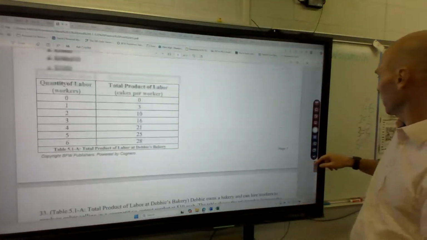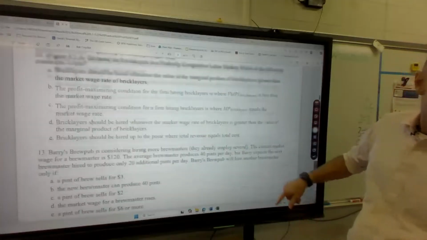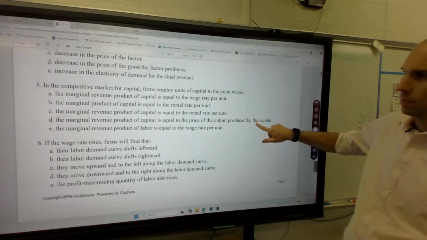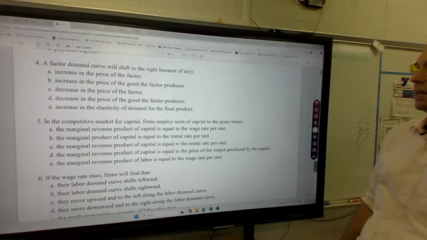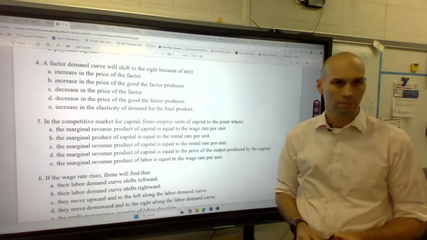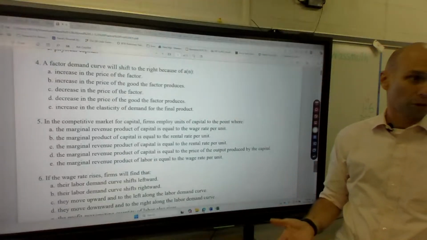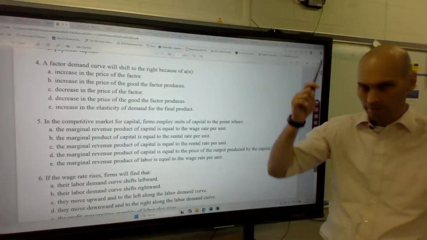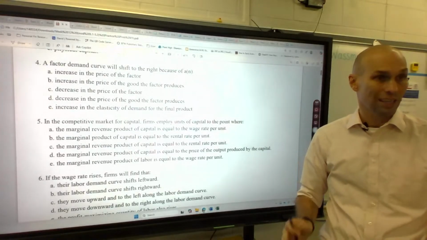Okay, and we'll go back to the very top. What did we say? We need 6 and 7? 4, 5, and 6. Okay, factor demand curve will shift to the right because of an increase in demand. So what would increase demand for a factor? Definitely the price of the good increasing. So an increase in the price of the good the factor produces. There it is. Derived demand. Make sure you understand derived demand well.